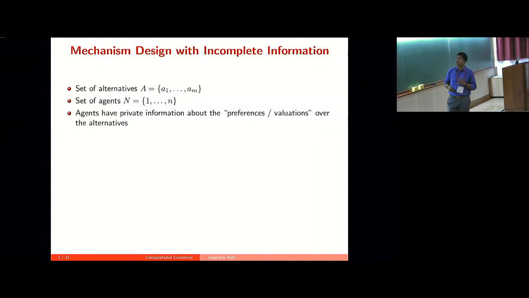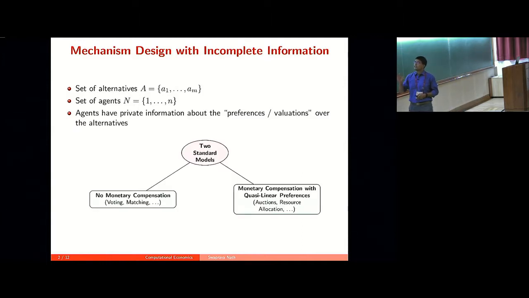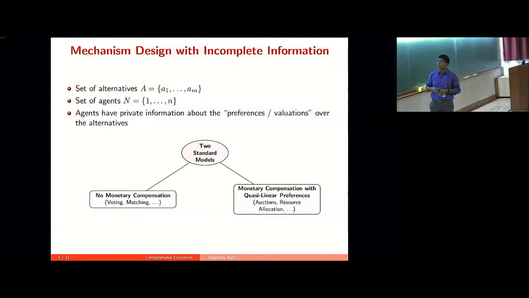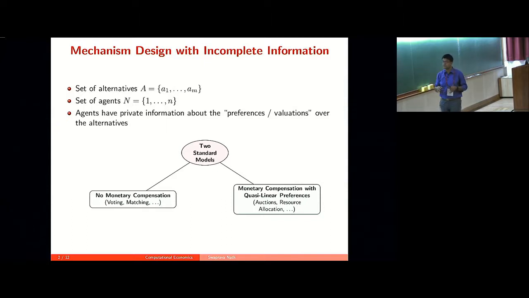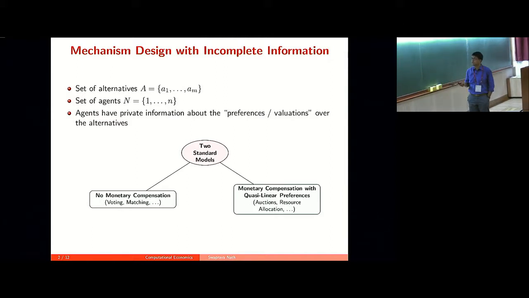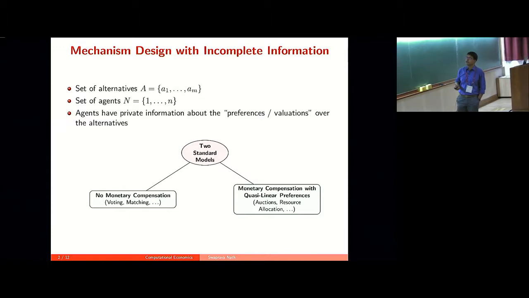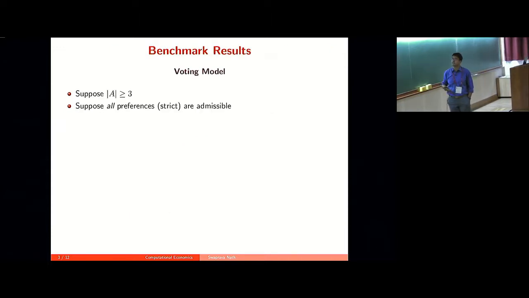So we will talk about both of these, the ordinal ones and the cardinal ones. Classically, in mechanism design, the two standard models that are used, one is without monetary compensation, without monetary transfers, like voting, matching, where you match students to universities. There's no monetary transaction that is happening there. But on the other hand, you have this auction thing where you have monetary transfer. You can actually take a decision and also ask people to pay a certain amount of money in this kind of models. Now, what are the benchmark questions or results that are available in these domains?